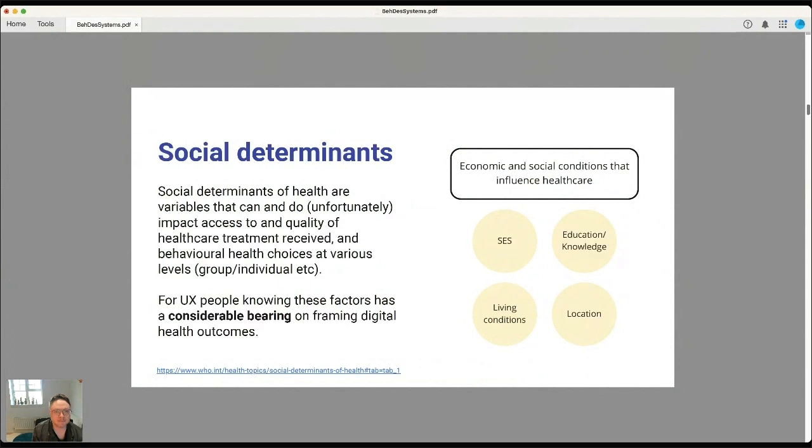And then if you go down a level, you have something called social determinants, which is all the interesting, gooey social stuff that interacts with people and environment and things like that. And these are the social determinants of health. But there's a dark side to this, unfortunately, is that these health variables can and do, unfortunately, impact the access to and quality of healthcare treatment received, and therefore the impact of behavioural health choices at various levels. I've just put two there, group and individual. Obviously, there's more than that.